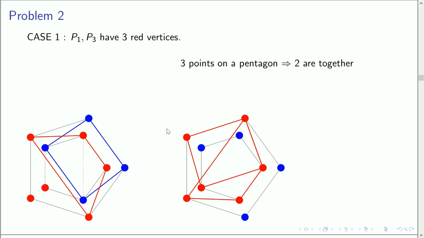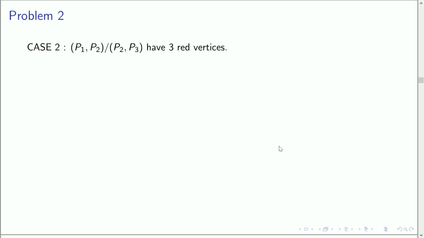Okay, so this was case 1 when the 2 pentagons had the same orientation. What we have shown is that it's impossible to avoid cyclic points here. So now it's case 2. In case 1 we have shown that a non-cyclic arrangement is not possible. Now we look at case 2 when we have P1 and P2 or P2 and P3.